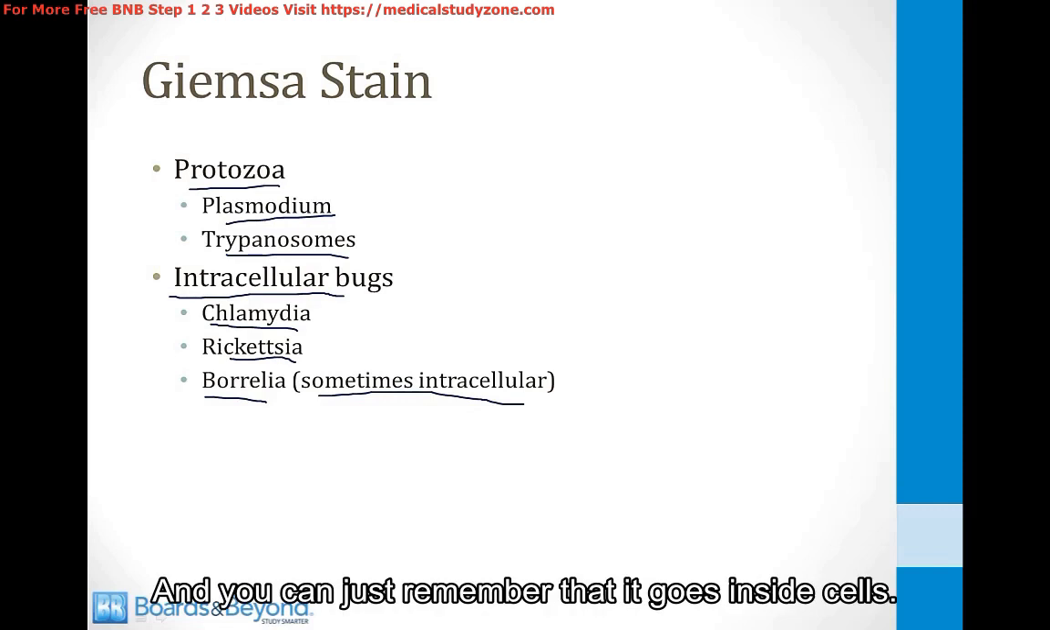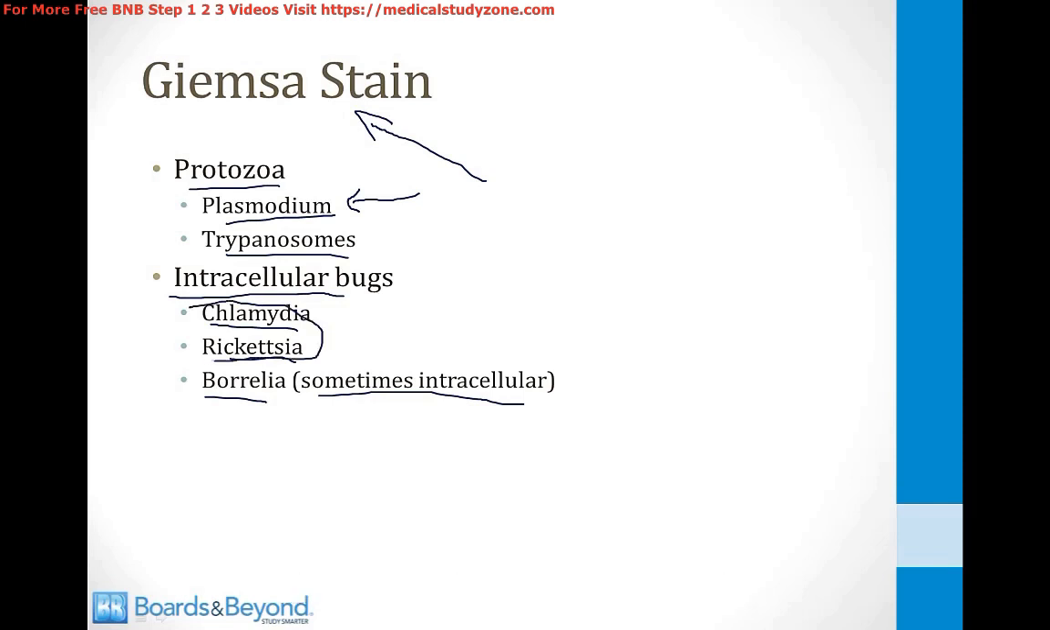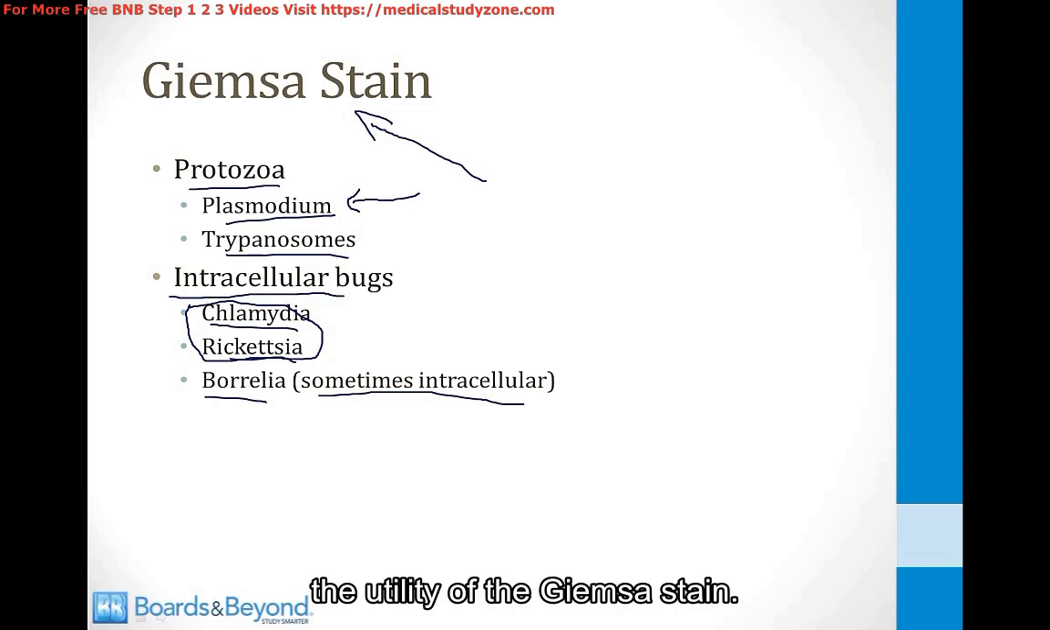And you can just remember that it goes inside cells. It's a useful stain to get inside of cells. So Plasmodium lives inside cells. So do chlamydia and rickettsia. And that's the way I always keep straight the utility of the Giemsa stain.